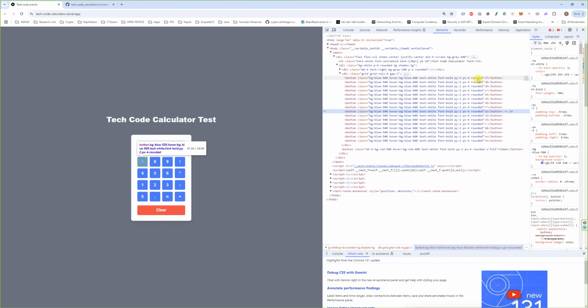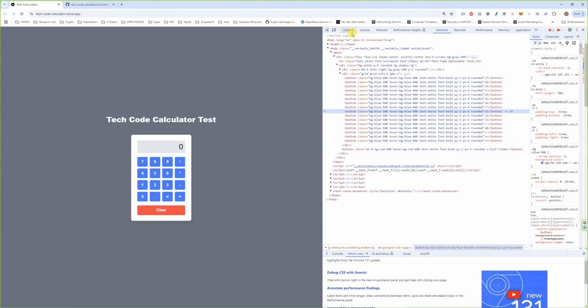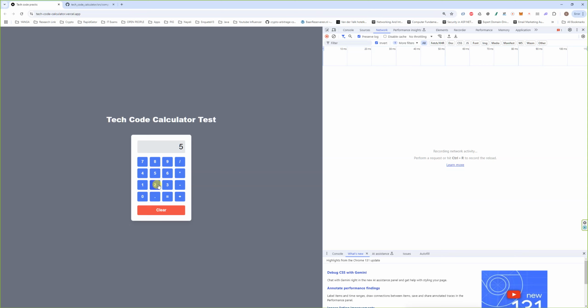You can also click on the console tab and clear it. Let's clear it first. I would say 5 plus 5. If we say equal to, does anything show up here? Nothing shows up here. What about network? If we do something, does anything happen? Nothing happens here, so nothing is actually being sent anywhere.